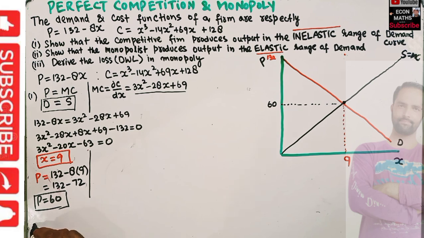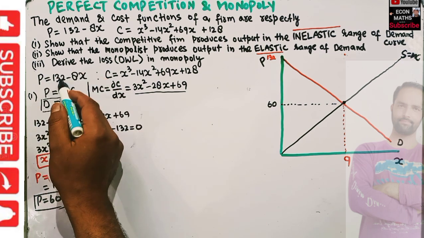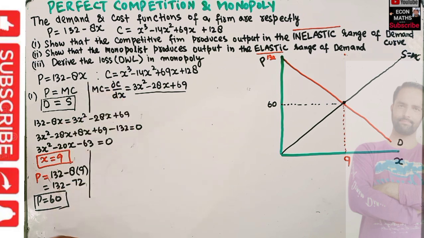How do we write elasticity of demand? Let me rewrite this first. We have p is equal to 132 minus 8x. Let us solve it for x. So we have 8x is equal to 132 minus p. That gives us x equal to 132 upon 8, minus, transposing, 1 upon 8 p. This is our demand function.